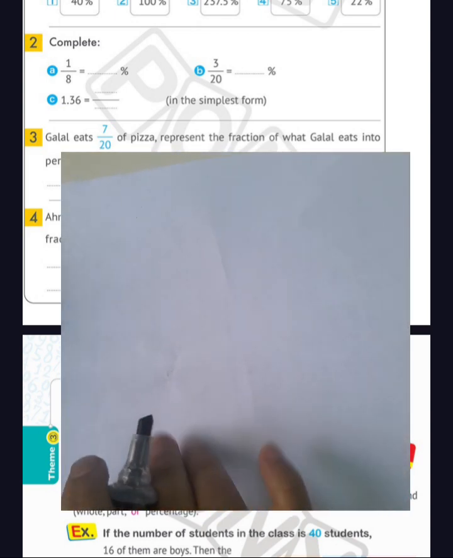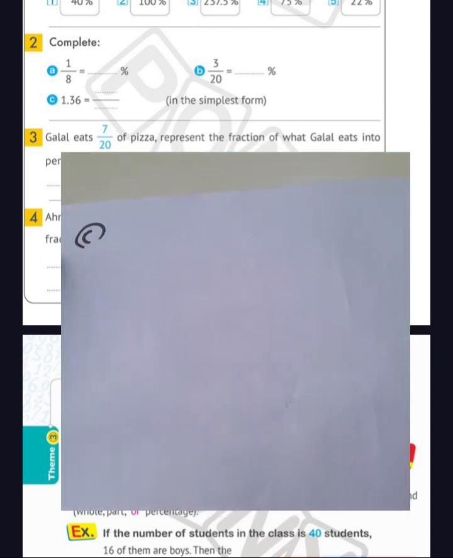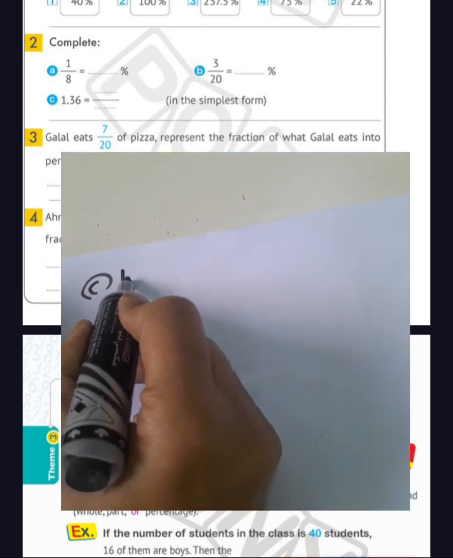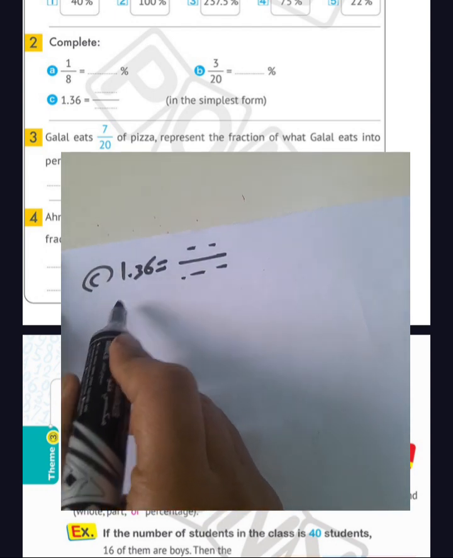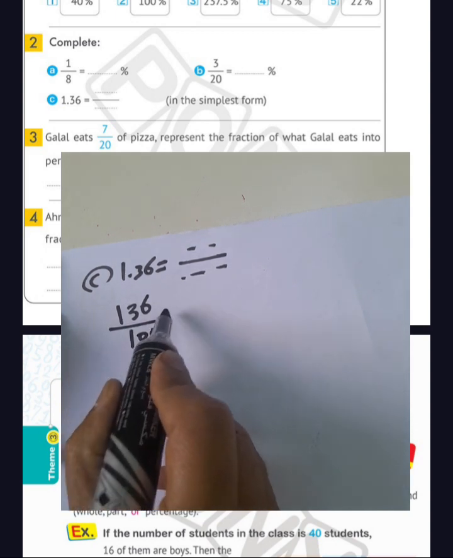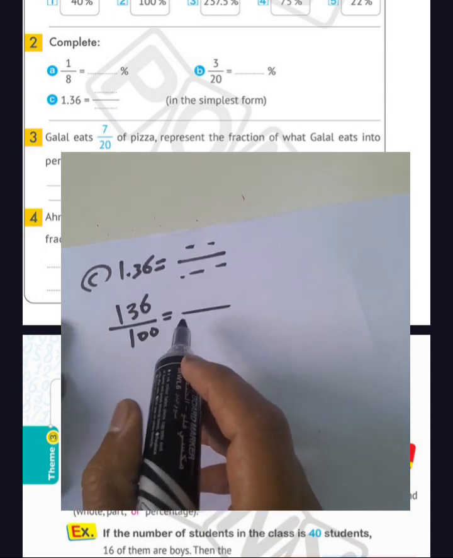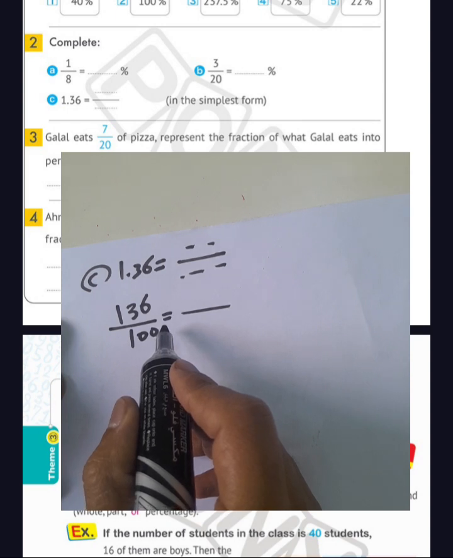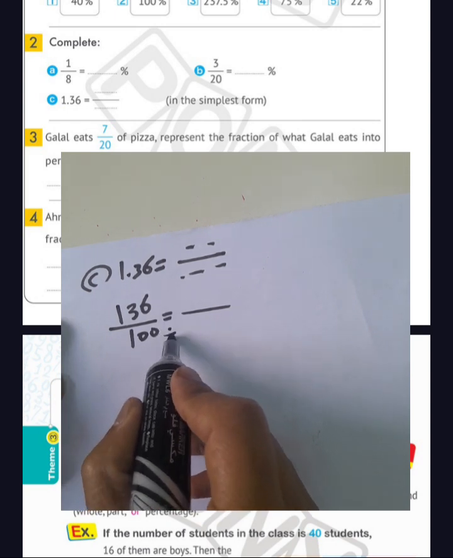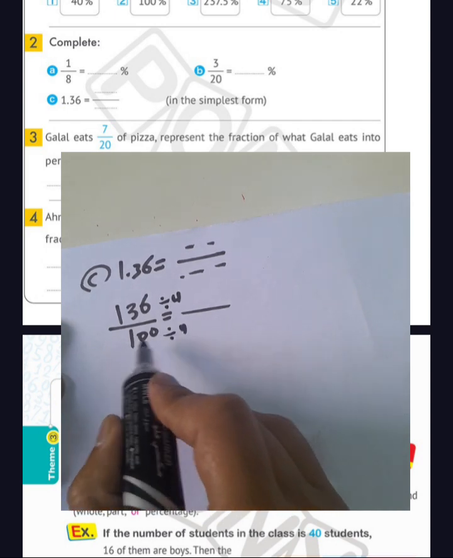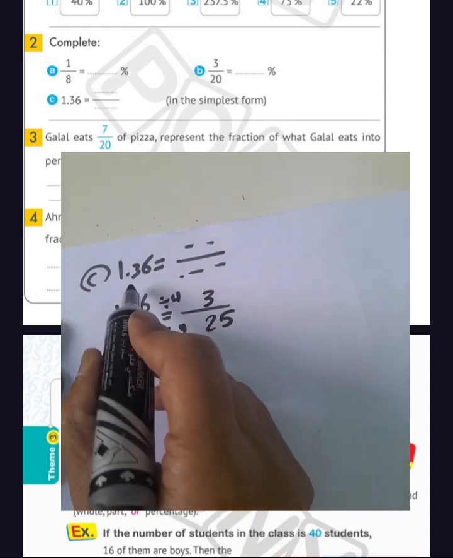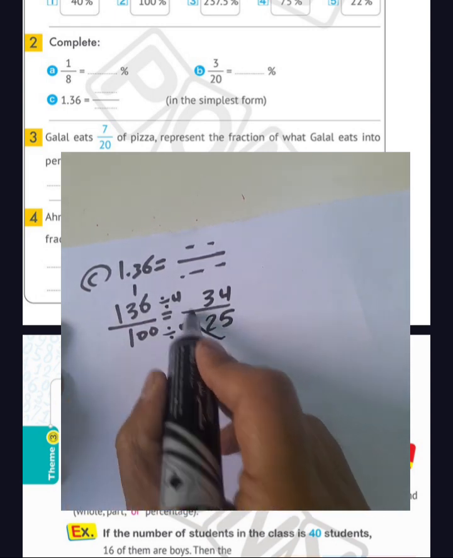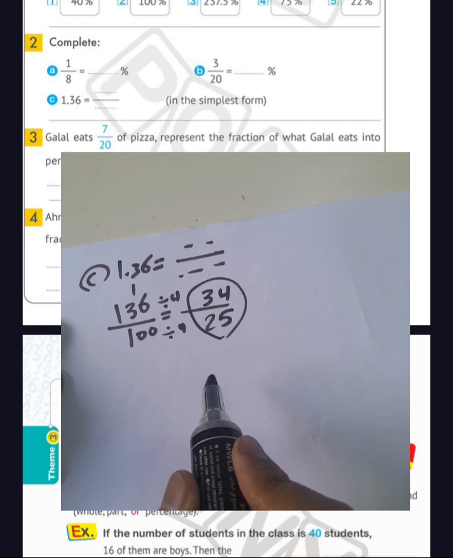Question letter C. We want to convert 1.36 to a ratio in the simplest form. We know 1.36 will be 136 over 100, and then you can divide the numerator and denominator by 4. 100 divided by 4 equals 25. 13 divided by 4 equals 3 and the remainder 1. 16 divided by 4 equals 4. Then the result will be 34 over 25.